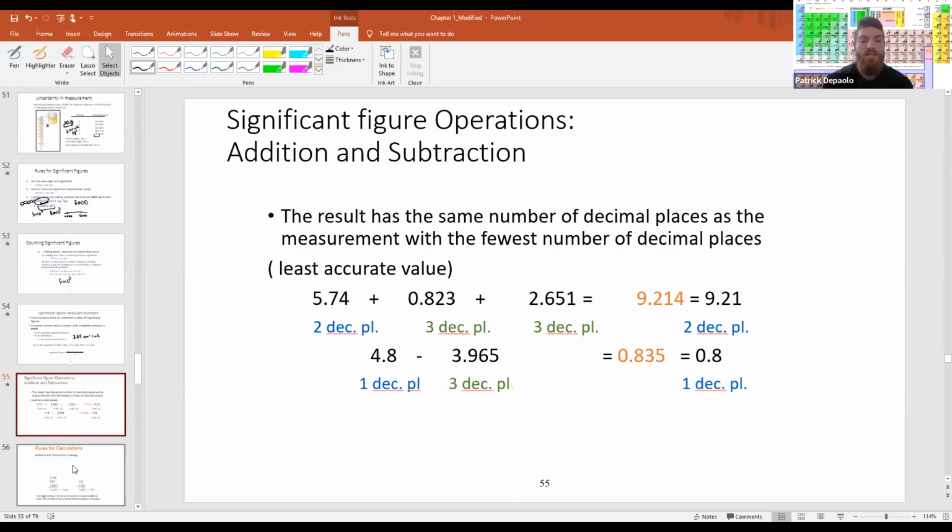For addition and subtraction, it is not about the number of significant figures. It is about the number of decimal places that are used in the number.